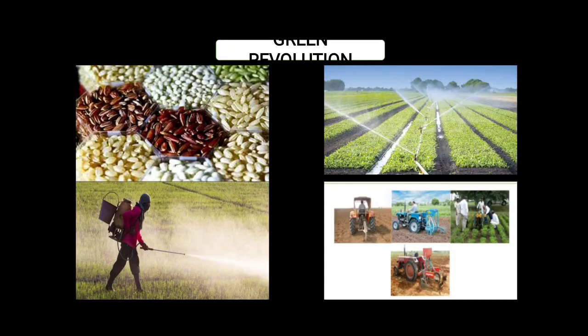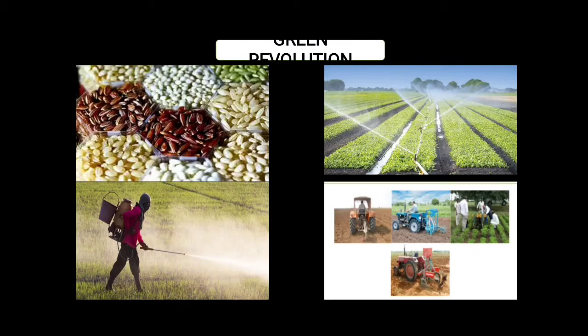These HYV seeds were seeds which were tested, and accordingly these seeds produce more crops than any other seeds. With that, irrigation facilities were also improved in India, meaning providing water to the fields was improved.